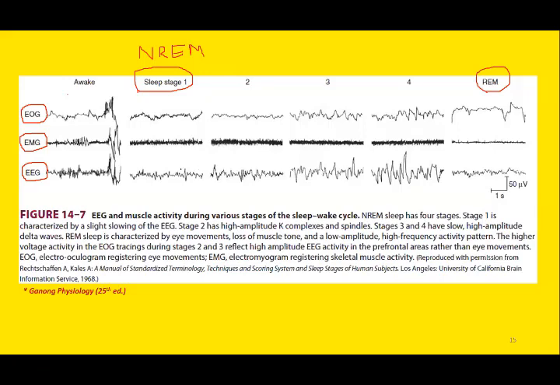And here you can observe the EEG pattern in each of the four non-REM sleep stages as well as in REM sleep. The REM pattern, as you can see, is very similar to that of a person who is awake. So this is the pattern of an awake person, and this is the pattern of a person who is in REM sleep. So you can appreciate both are very similar to each other.